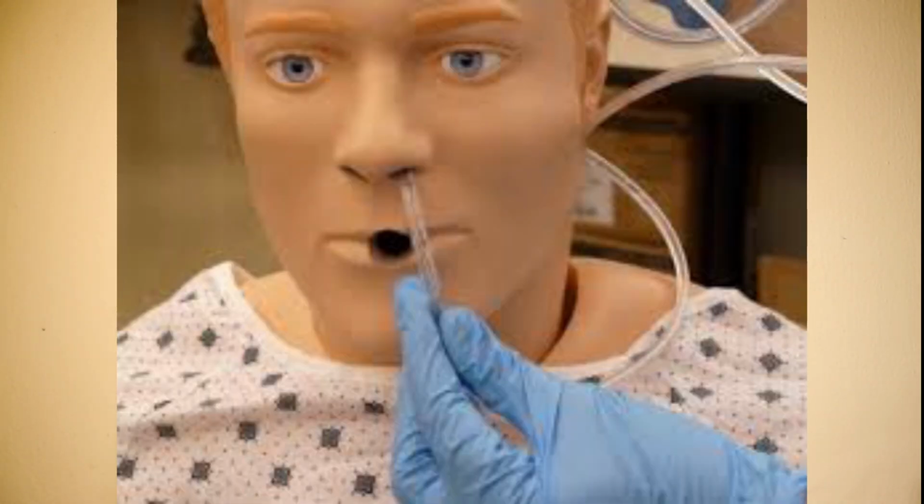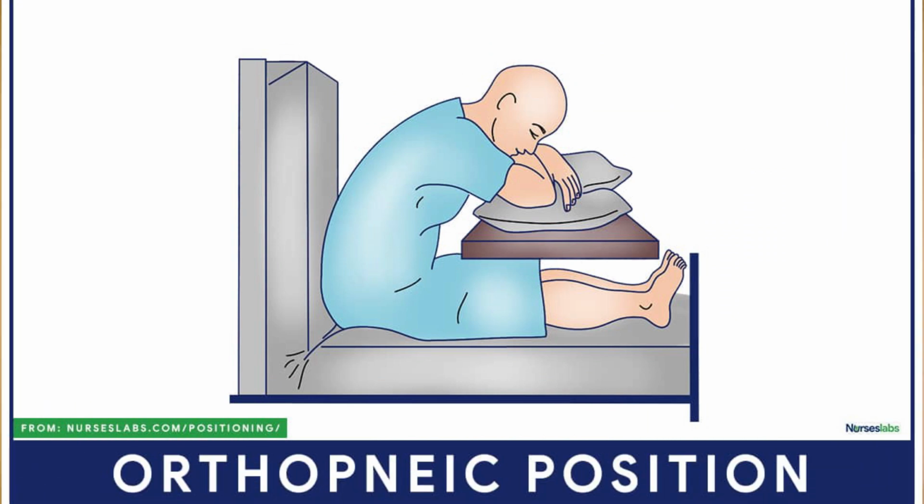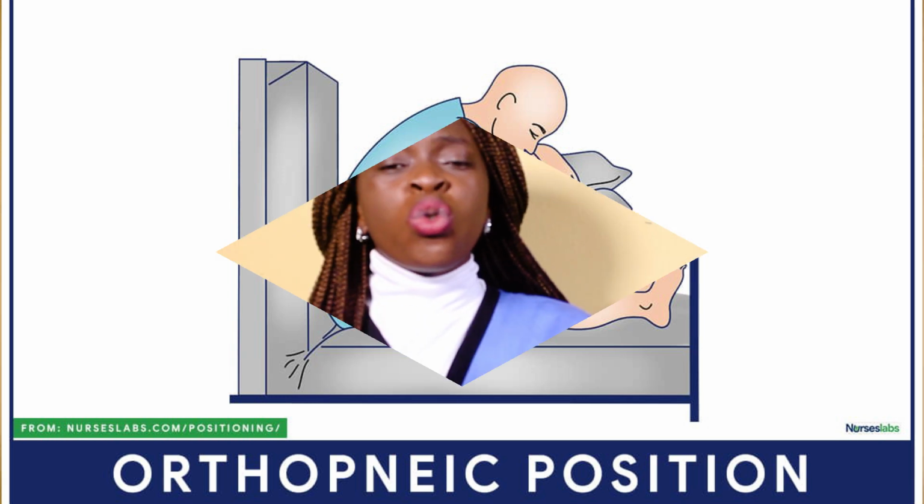Then the next position we are going to be talking about, the third position, is the orthopneic or tripod position. The orthopneic or tripod position places the patient in a sitting position. The patient is sitting down or on the side of the bed with an overbed table in front to lean on and several pillows on the table to rest. You can see the picture on the screen. The patient is sitting, there is a table in front of the patient, and there's a pillow on top of that table for the patient to rest on.